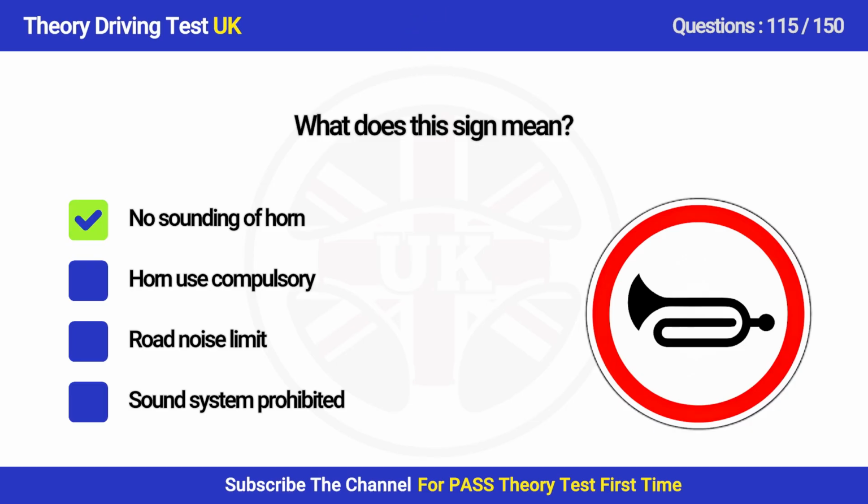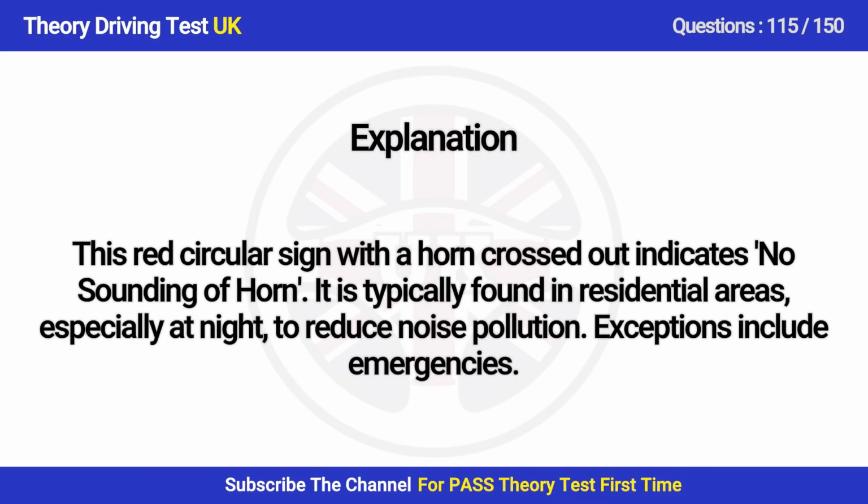Answer is A. No sounding of horn. This red circular sign with a horn crossed out indicates no sounding of horn. It is typically found in residential areas, especially at night, to reduce noise pollution.